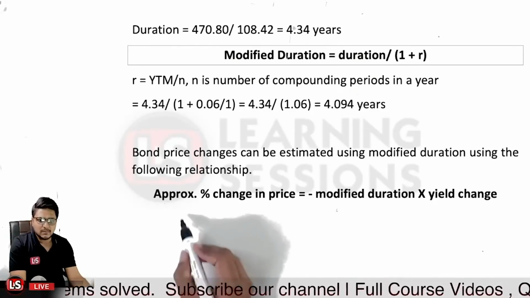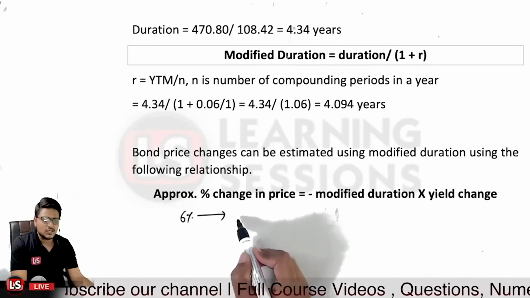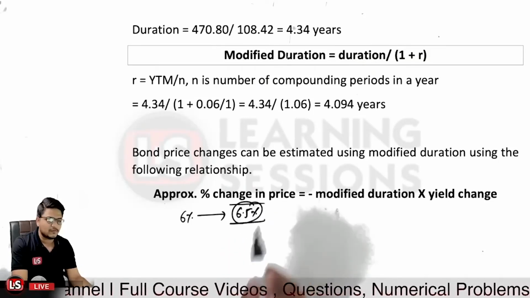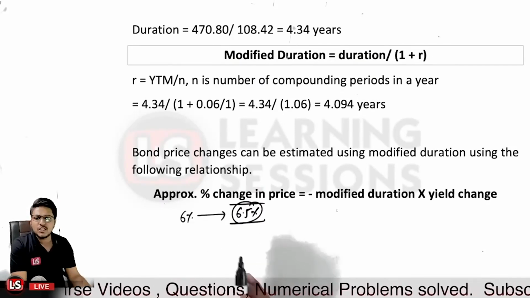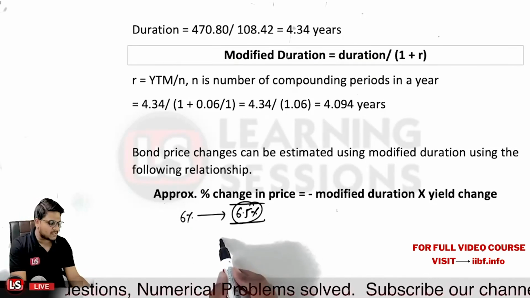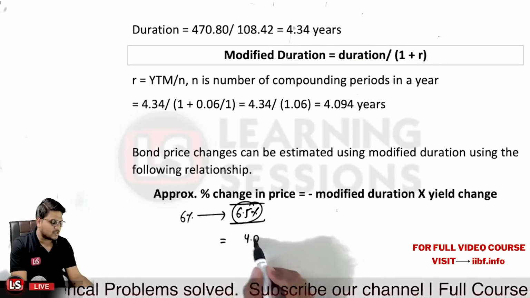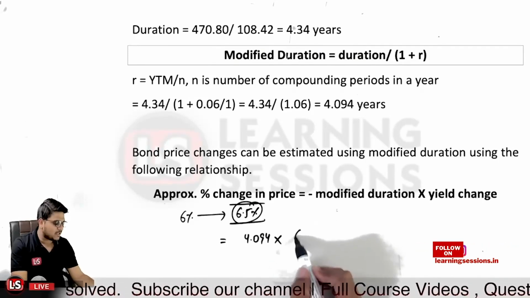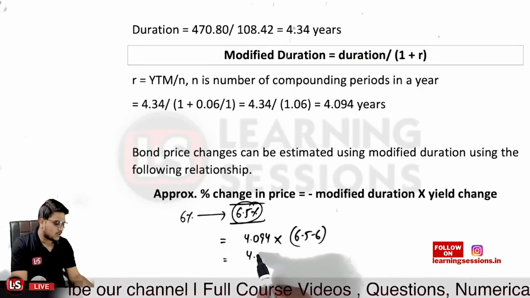So let us take the case that the previous YTM is given to be 6%. Let us take the case that the YTM changed to 6.5%. Now in this particular case, what would be the approximate percentage change in the price? It would be equal to the modified duration that we calculated as 4.094, multiplied by the yield change. Now the yield change is 6.5% minus 6%, so it will be 0.5%.